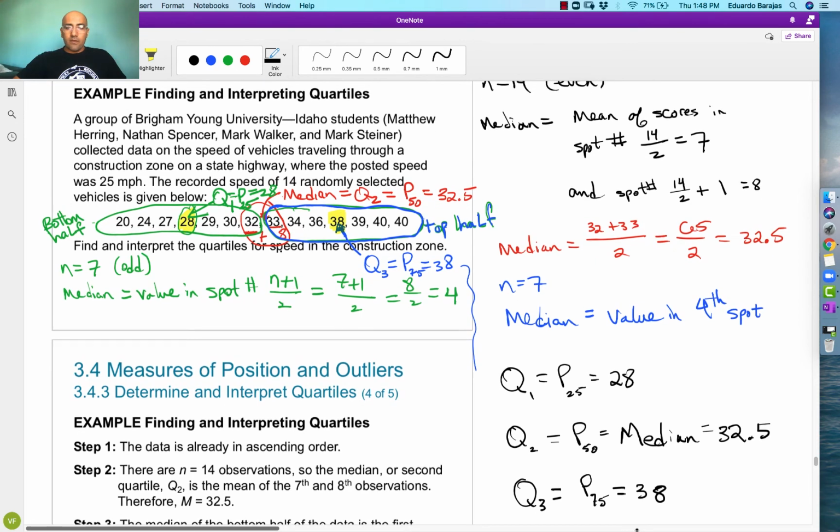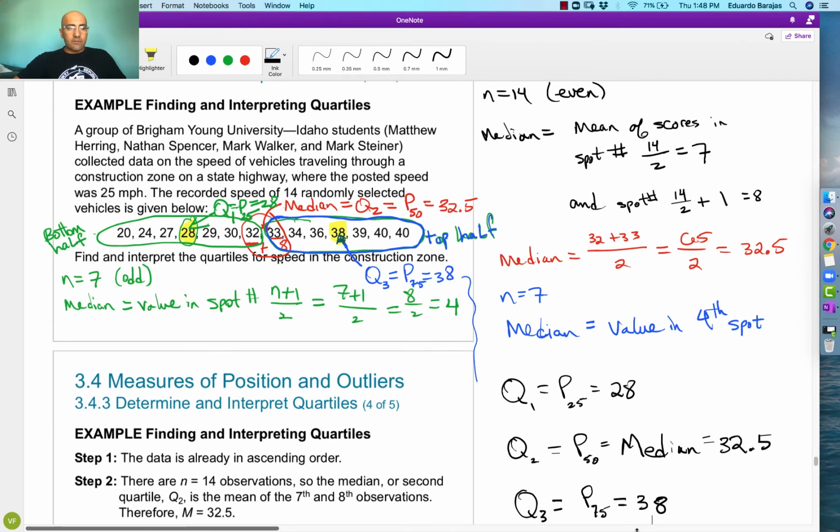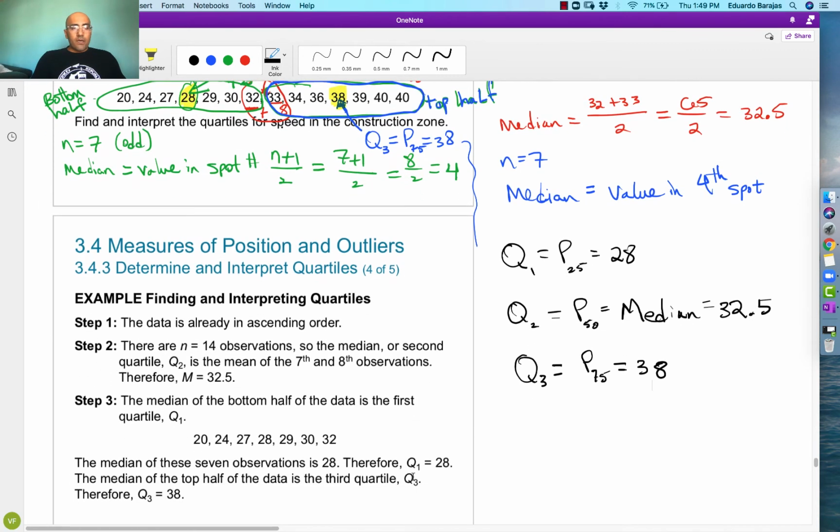All right, let's see if the author matches with my assessment of things. So we can see down here that that's how the author found the first value. There's 14 observations, so the median, or the second quartile, is the mean of the 7th and the 8th observations. Good. Following our rules for how to find medians from Chapter 3, Section 1, I think. Then, the median of the bottom half of the data first.